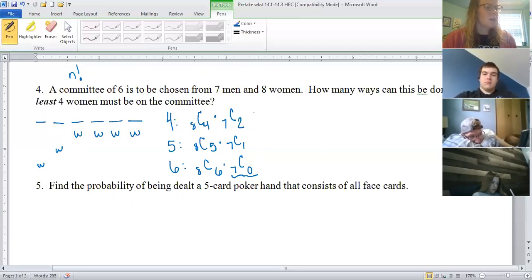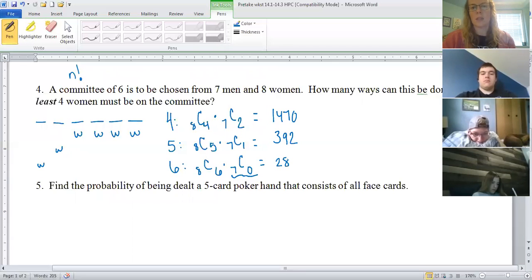Okay. So then we just calculate those out and then we add them all up and we'll get our total for that one. So we should get 1470 for the first one here, and then 392 ways for the committee of 5, and then 28 ways to have a committee of all women. And then if we add those all up, we'll get 1,890 different ways that we could do that. Okay. That's why it's so hard to pick a committee, because you got to figure out all the different ways that you can have it formed.